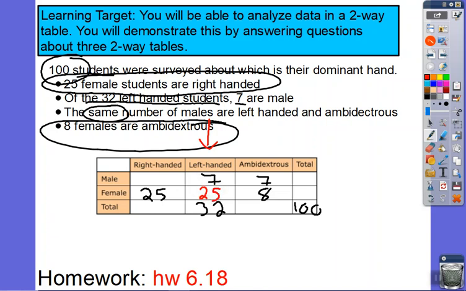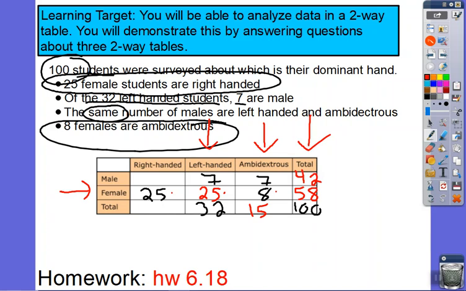Now that opens up that I could go across for female. I've got 25 right-handed, 25 left-handed, and 8 ambidextrous. That makes 58. Okay, now I could do either ambidextrous or total. Actually, I misspoke when there was only one spot. We could have done ambidextrous here, adding 7 and 8, and that is giving me 15 total people ambidextrous. I could get the total column here. That's 100 minus 58, leaves 42.